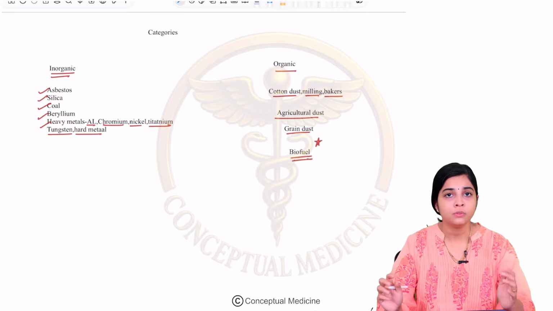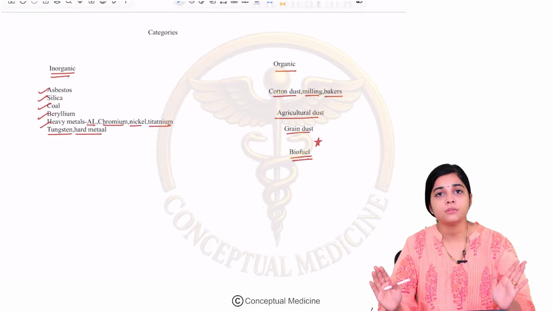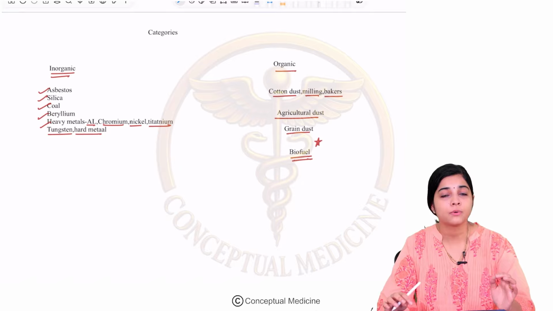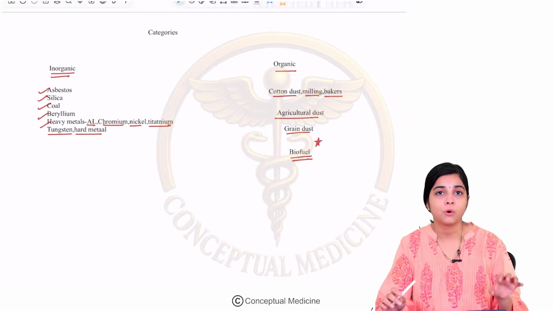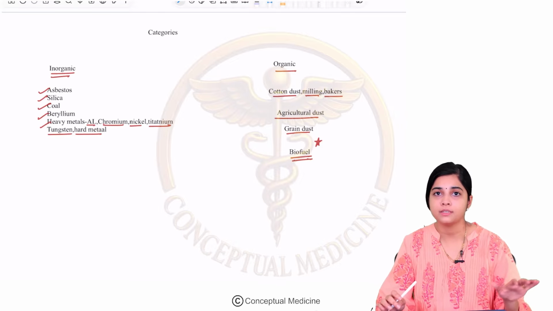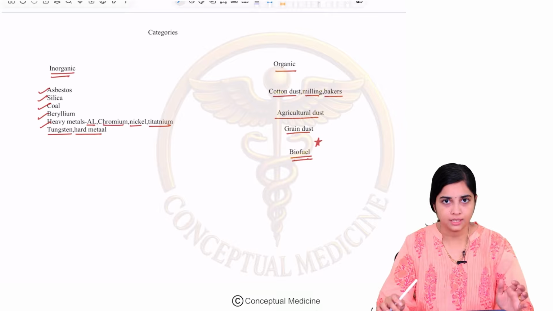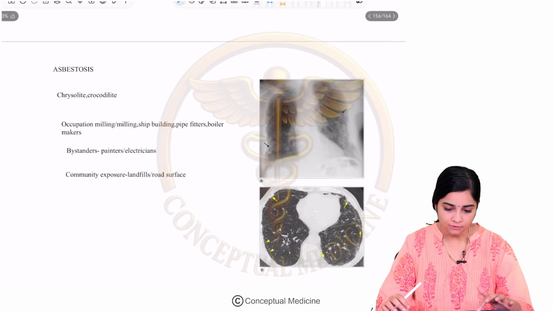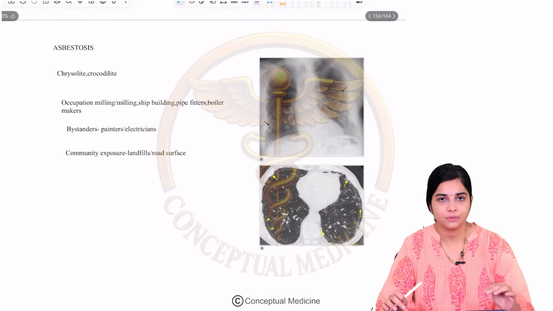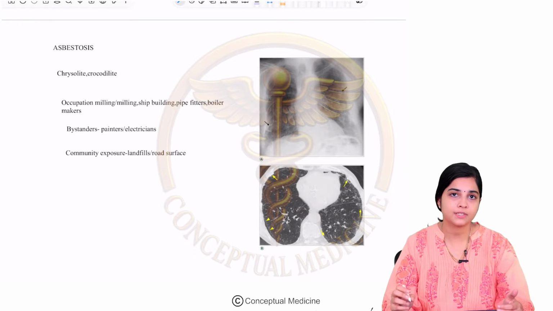Okay, so what have we learned? We are learning about occupational related lung injuries. Whenever we speak about occupational lung diseases, we talk about the substances that can cause them, both organic as well as inorganic, and this is a list that we should be knowing. So let us start off with asbestosis.